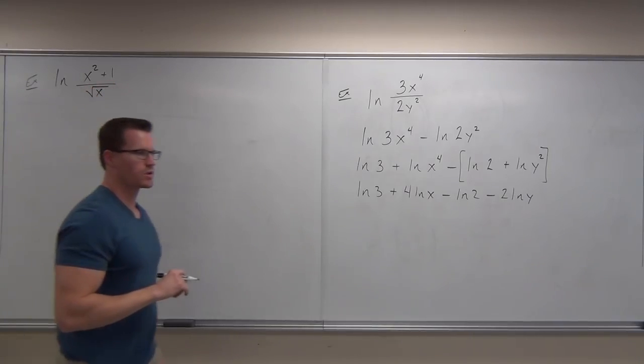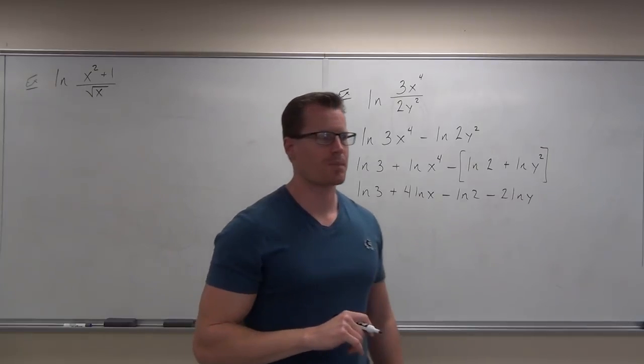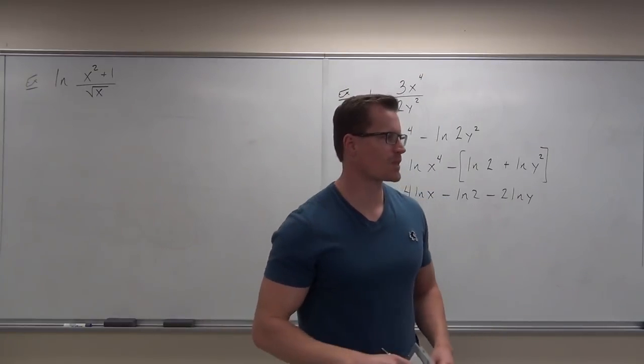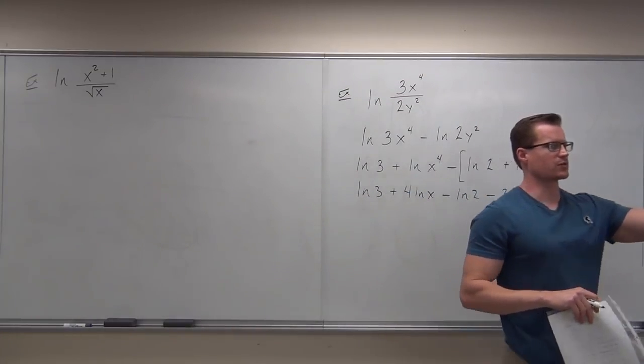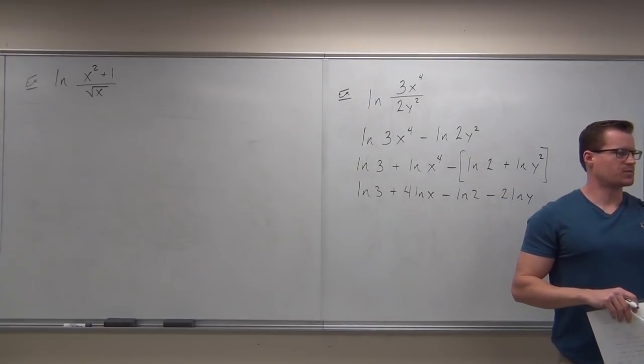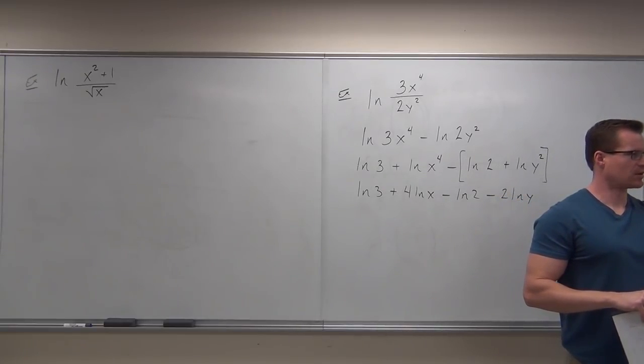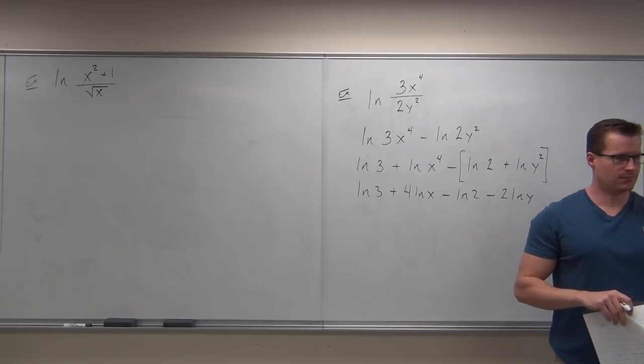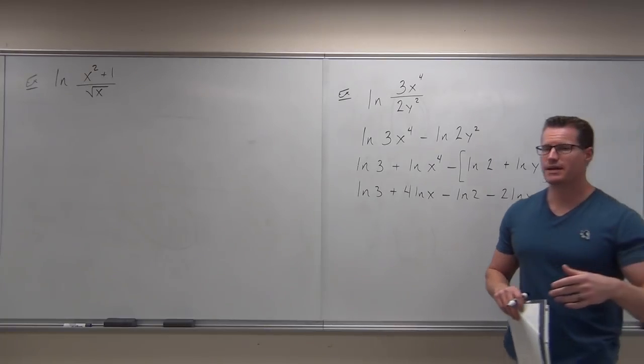So ln of (x squared plus 1) all over the square root of x. Tell me, someone on the left-hand side of the room, you guys over here, if I want to expand this all the way, where might I start? Division. I would say change the square root to the 1/2 power first. I can do that, sure. I can do that now or I can do it later.